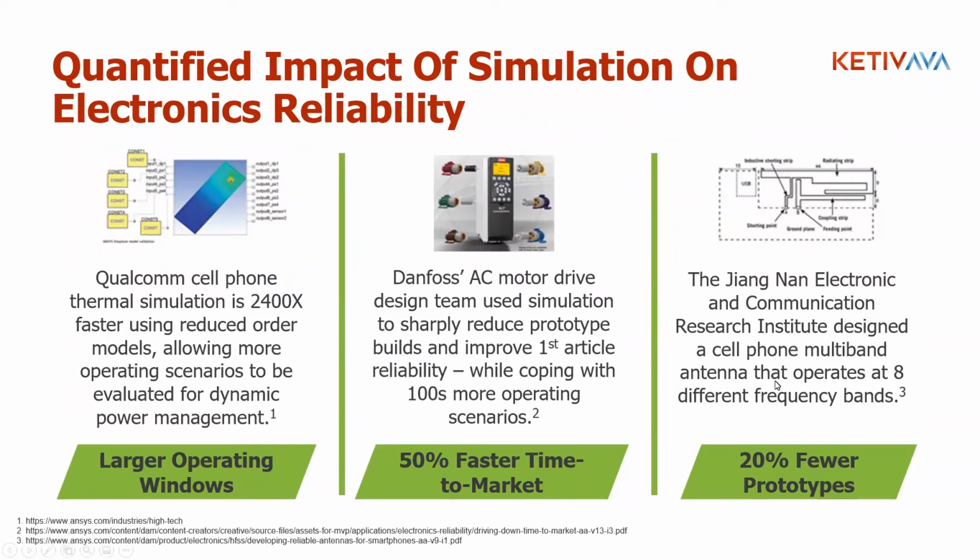And then another academic company was looking at designing a cell phone and operating in different frequency bands and expanding its range of operation. And all of these are examples of getting there faster in terms of time to market, as well as reducing prototype build costs and design costs.